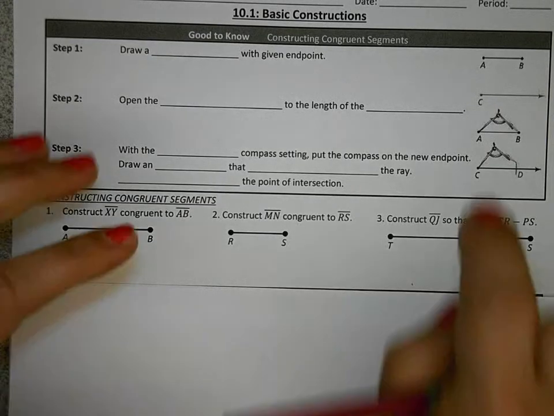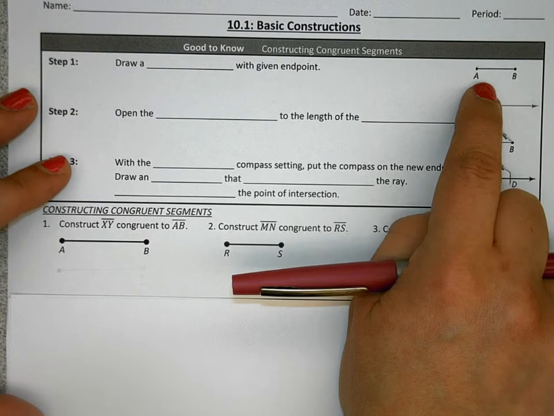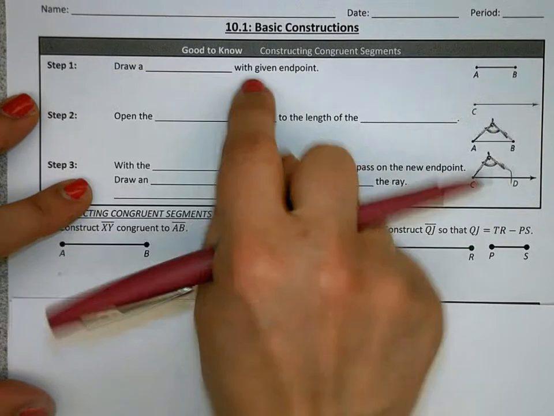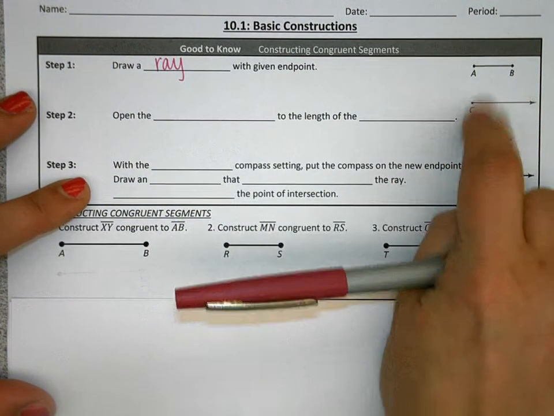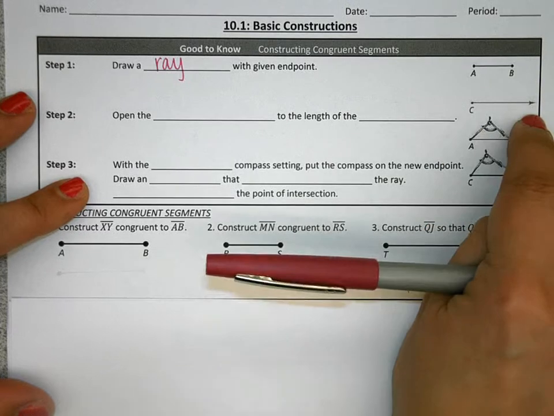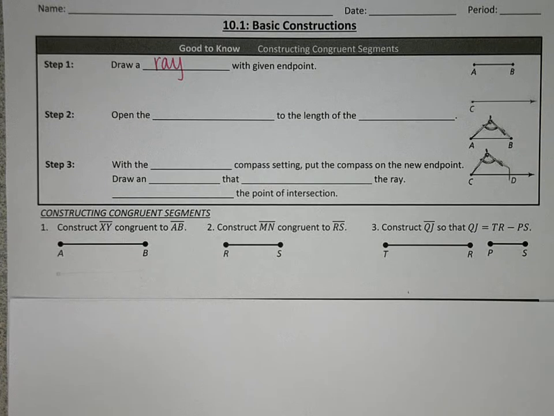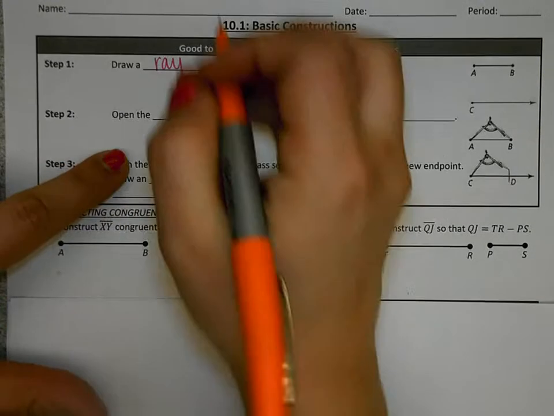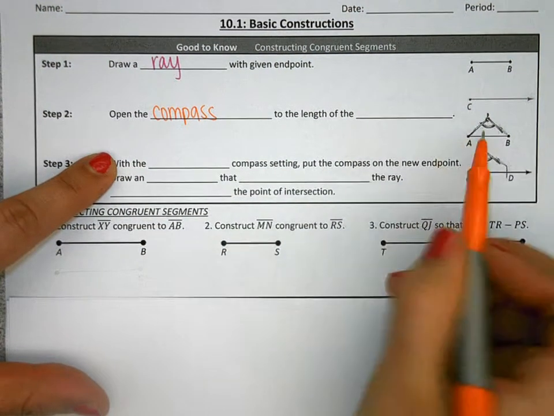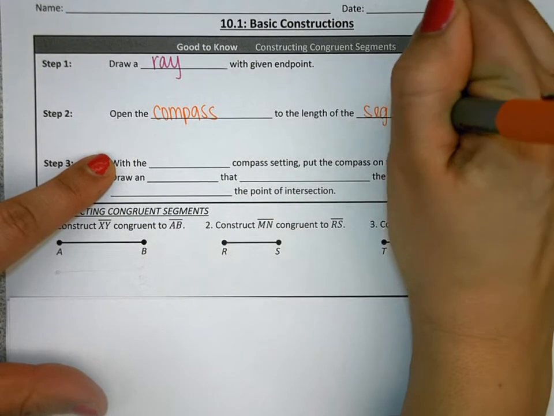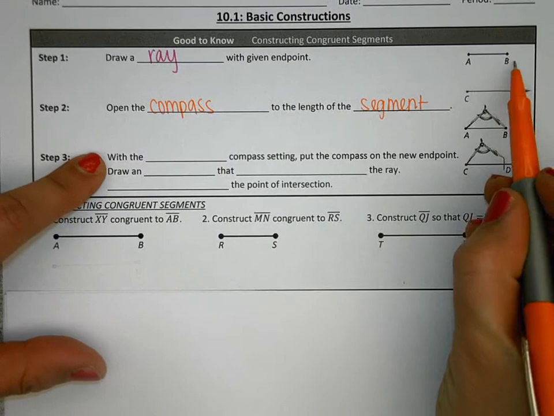Step 1, when I am constructing congruent segments, if AB is the segment I want to copy, I first need to draw a ray with the given endpoint. So underneath here, I'm copying AB. Here's step 1: draw a ray, make an endpoint on it. Then you are going to open your compass to the length of the segment. Like you can see in the picture, we're going to take our compass and open it to the length of segment AB.